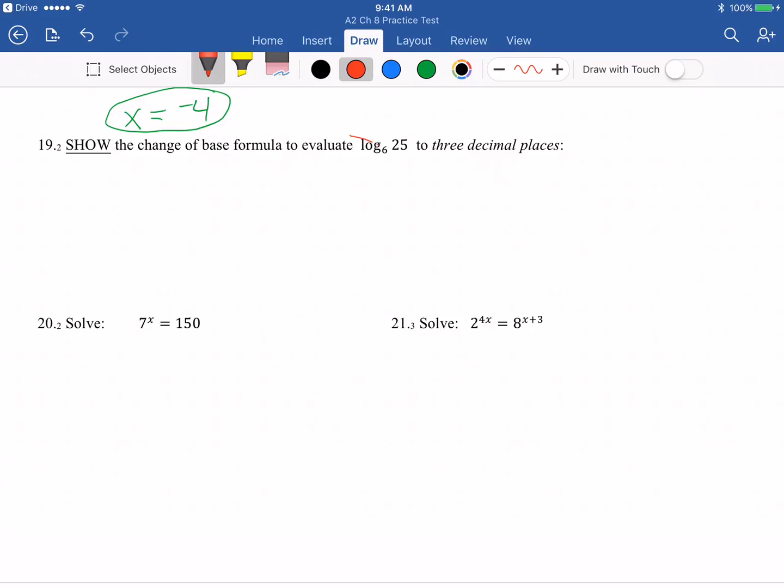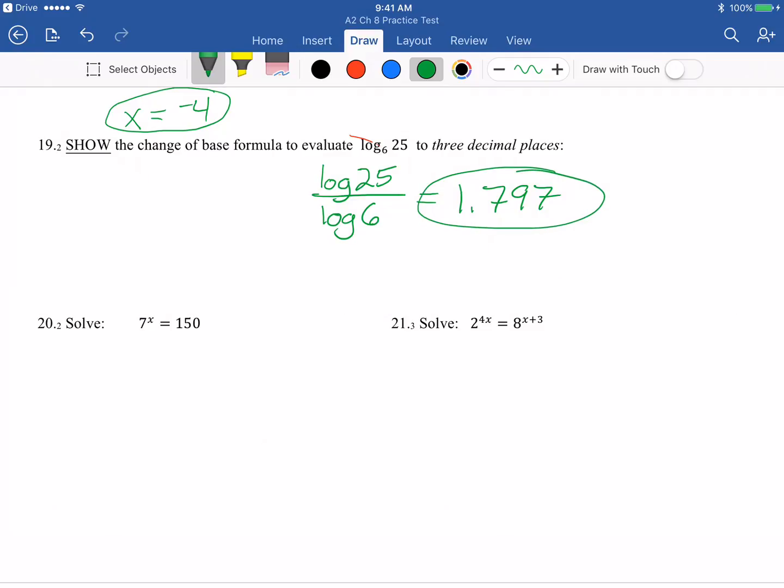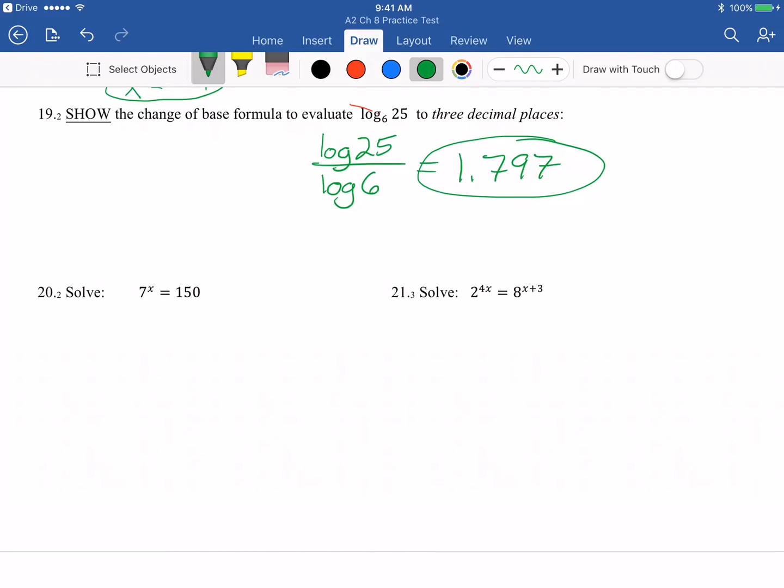All right, 19, this change of base here. Find what log base 6 of 25 is. So we're going to put in log of 25 into my calculator, and then I'm going to divide that by the log of 6. So that's how you solve this guy into your calculator. So if you put that in there, you should get 1.797 for your answer.